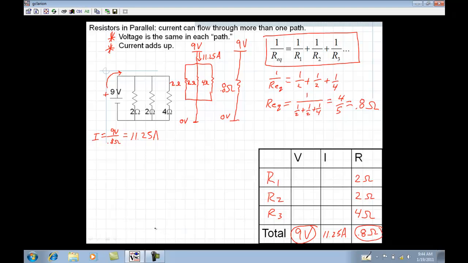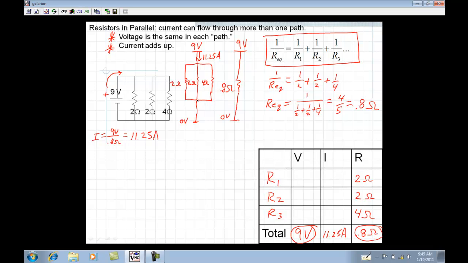Okay. Now, my 11.25 amps is going to split up in these three paths proportionally. But mathematically, just by looking at it, it's probably too hard to figure out what that would come out to proportionally. So we've got to go to something else. Okay. Now, remember what we said about voltage. It's kind of like the height of each of these resistances.